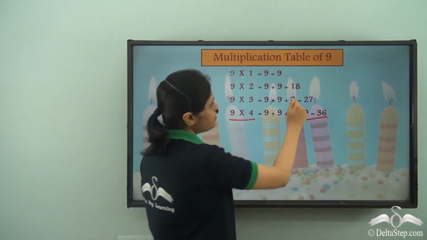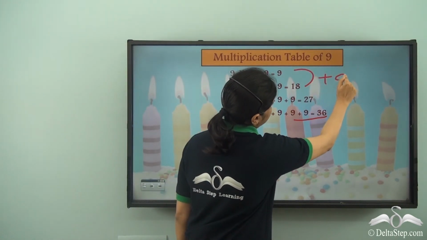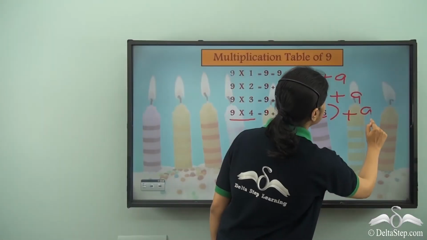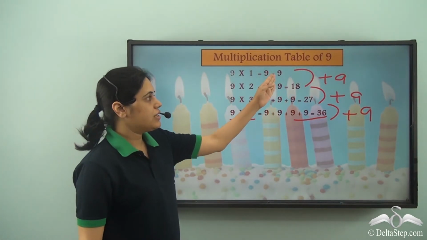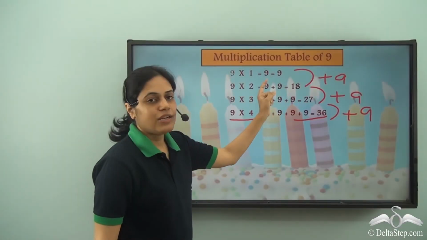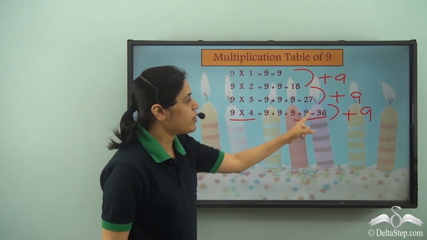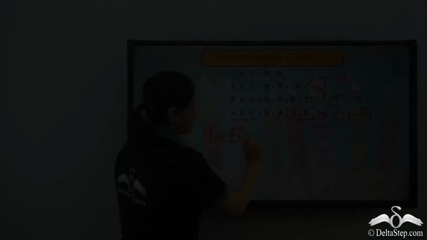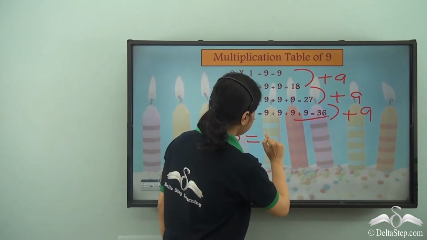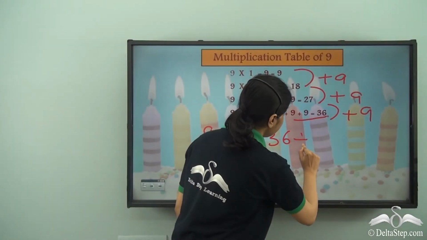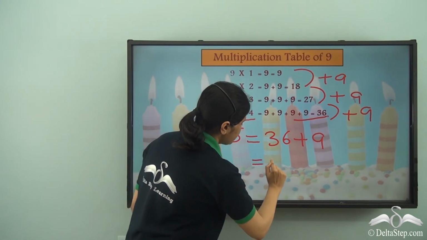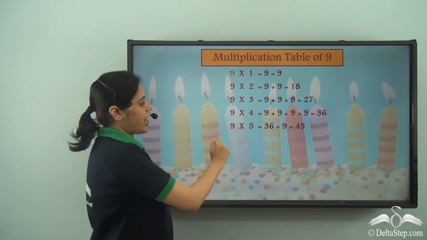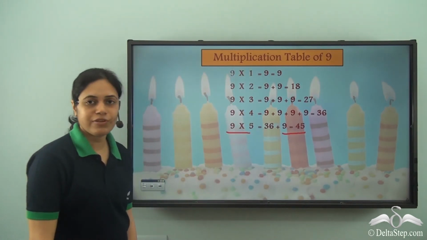Now if you observe, in every step the answer is increasing by 9. So 18 is 9 plus 9. 27 is 18 plus 9. 36 is 27 plus 9. So what will be 9 into 5? 36 plus 9, which is 45. So 9 into 5 is 45.